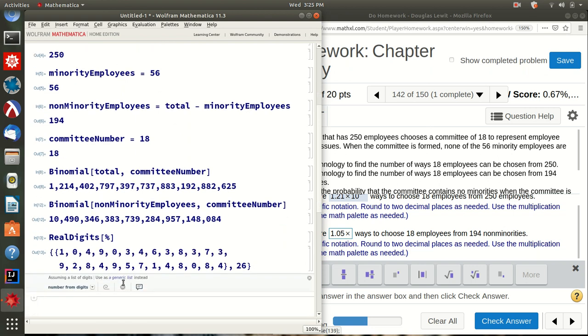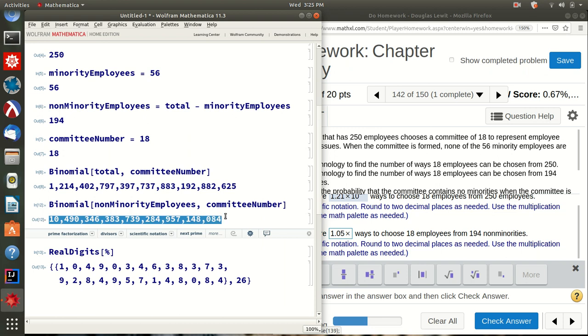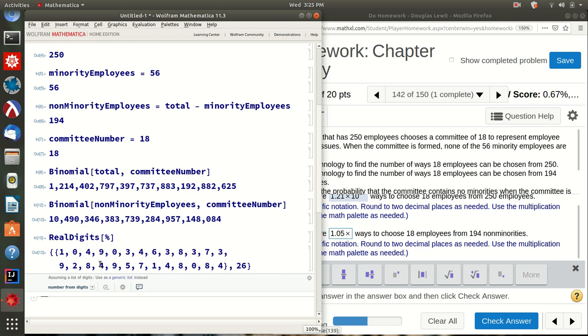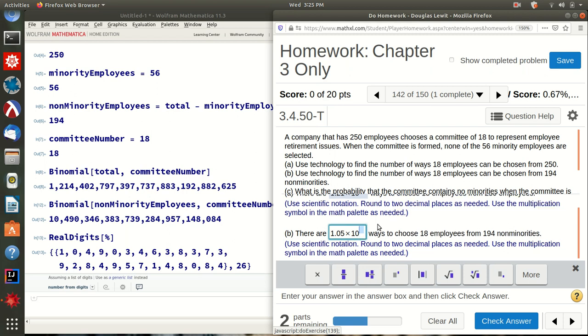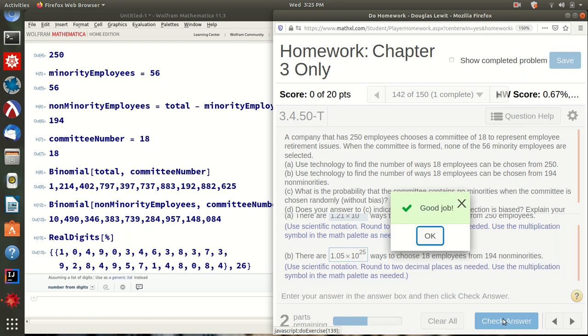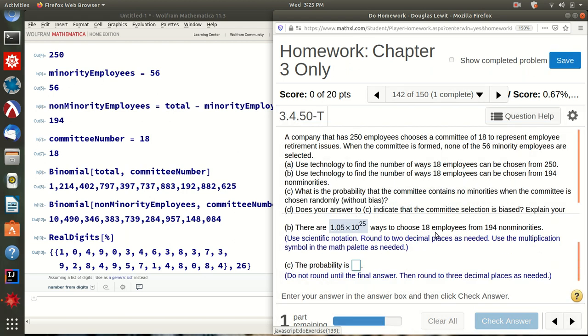Okay, this will make our job easier. So according to real digits, this number up here contains 26 digits. So I'm actually taking 1.05 and multiplying it by 10 to the power 25. So that'll make my counting a little bit easier. Okay, let's see what we have. Does Pearson accept the answer? Yes, Pearson accepts the answer.